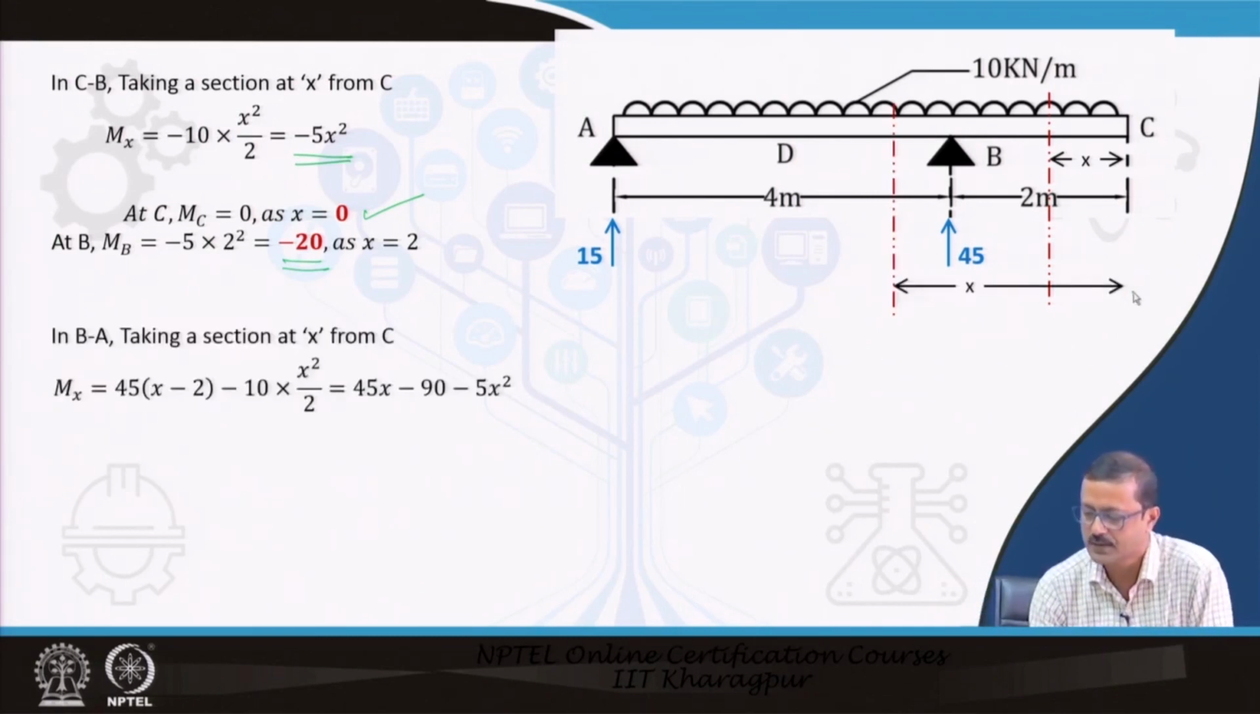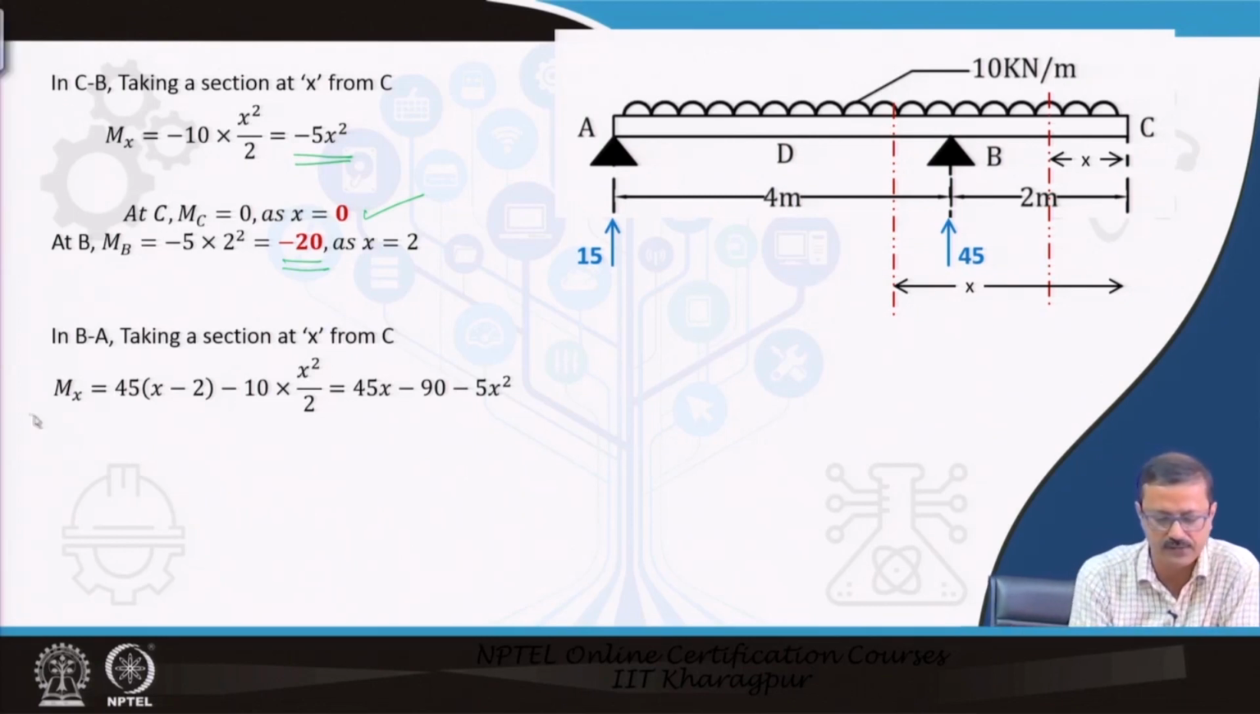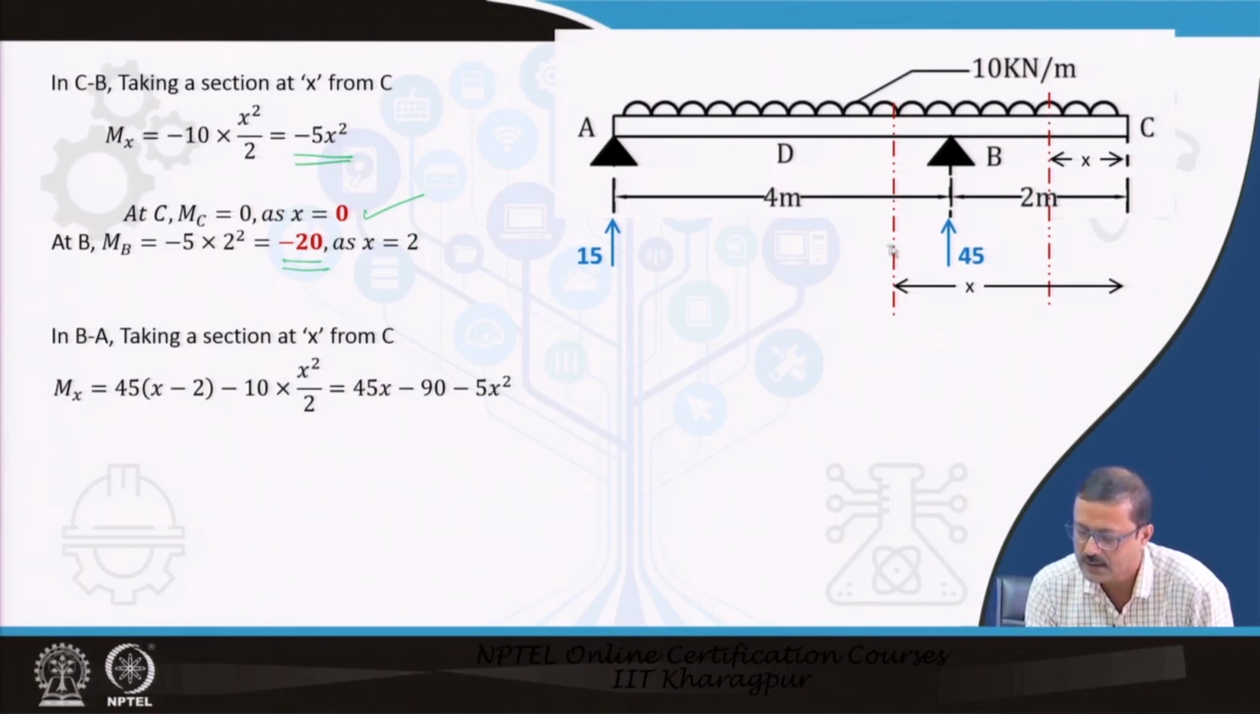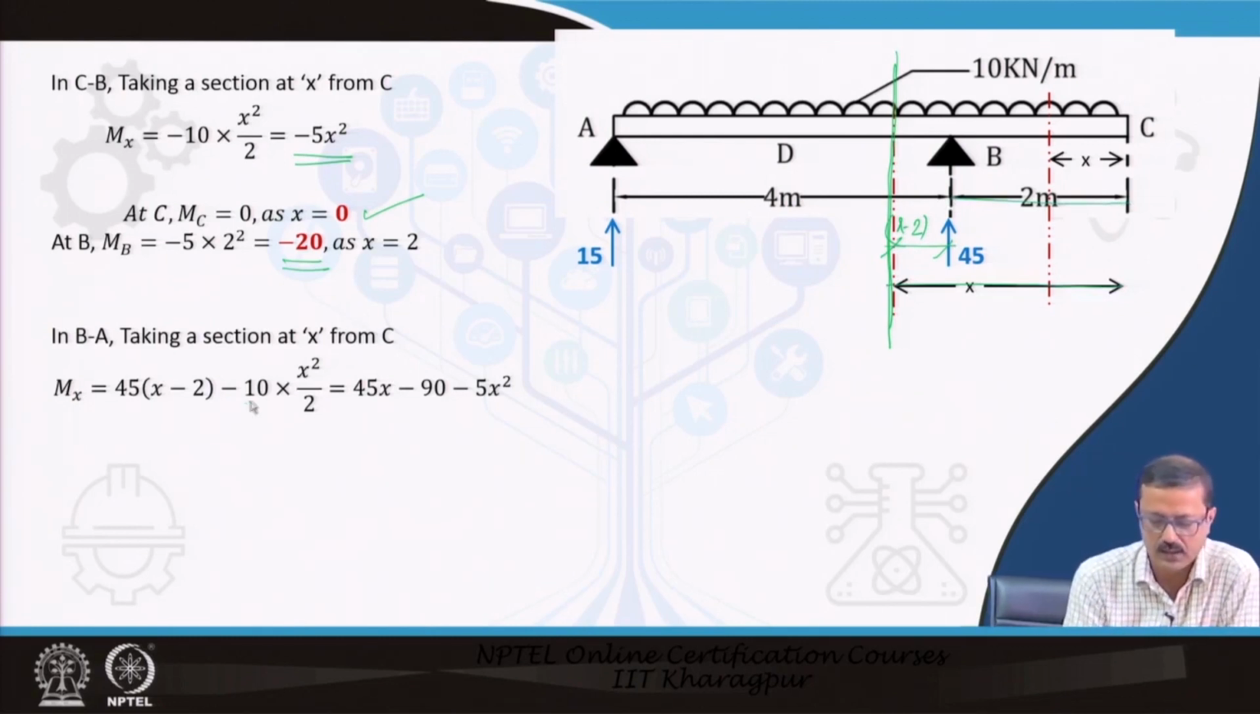Now, if I take a section x after this particular 45, my expression is 45 into x minus 10 x square by 2. This is my section of interest. So this length is x minus 2, because this entire length is x and this is 2. So the moment is 45 into x minus 2, minus 10 x square by 2. This is the total expression.